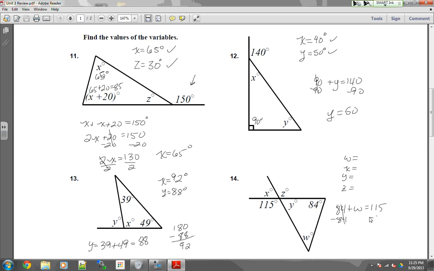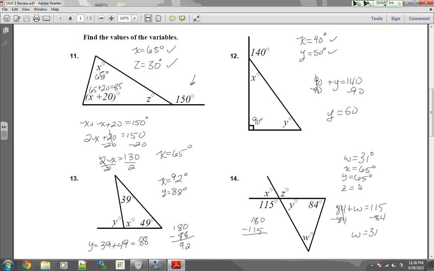Now, we know that y and 115 are adjacent supplementary, so that means they have to equal 180 degrees. So what we would do is simply take the 180 and subtract the 115 from it, and that would give us 65 degrees. So y is 65 degrees. Now we know y and x are vertical angles, so they have the same measure. So x is also 65 degrees. And then z and the 115 are also vertical, so z is going to be 115 degrees as well. Again, you could plug them all back in and check them to confirm they are correct.